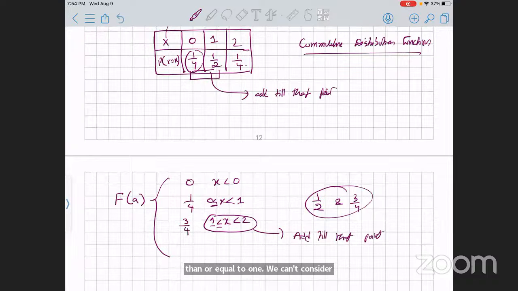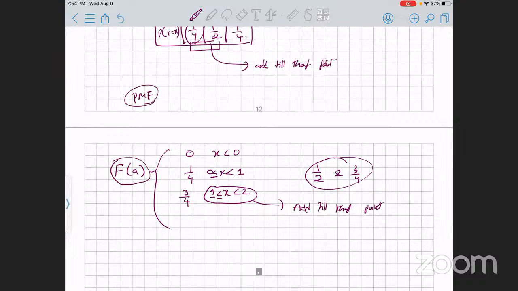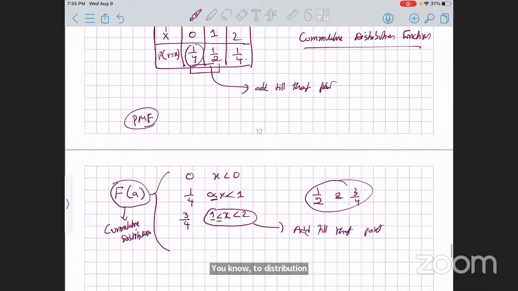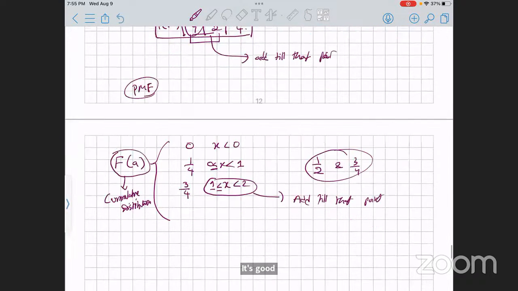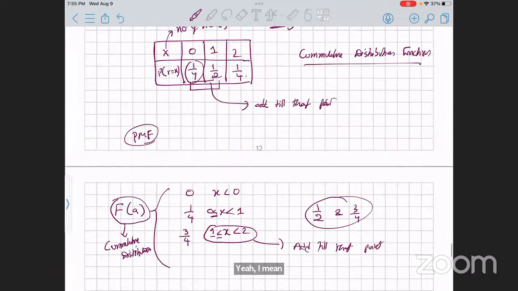Look, in cumulative distribution, you are talking about PMF. In PMF, you will do that. But in cumulative distribution, this capital F means cumulative. Okay, sir. Sir, what is the importance of the cumulative distribution? Yeah, I will discuss, just wait. So for cumulative, we have to take up to that number? Yeah, up to that number. Here X is between 1 and 2, so up to 1 you have to take.